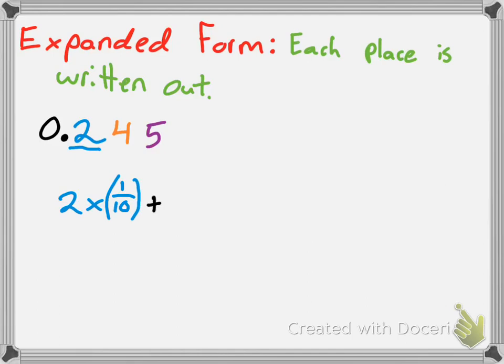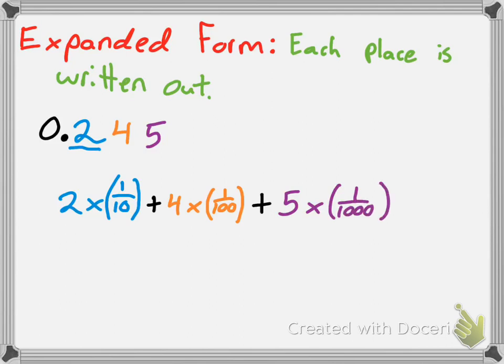Okay, then I'm going to add it to my next place. My next place is the hundredths, and I have a 4 there. So it's going to be plus 4 times the hundredths place, which is 1/100. And then I'm going to add it to the thousandths place, and the digit I have in the thousandths place is a 5, and I'm going to multiply it by 1/, you guessed it, 1,000. So this is expanded form, and why it works is if I did the actual math here, you don't have to do the math in expanded form, but if you were to do the math, it would look like this.